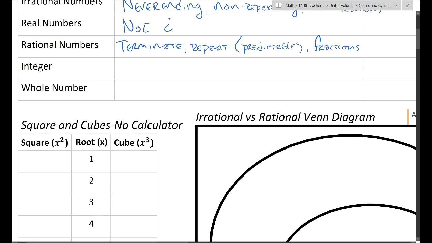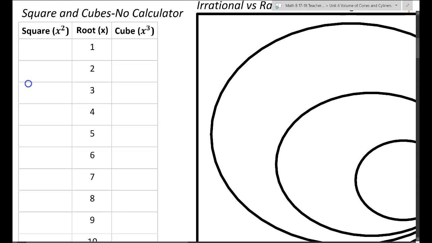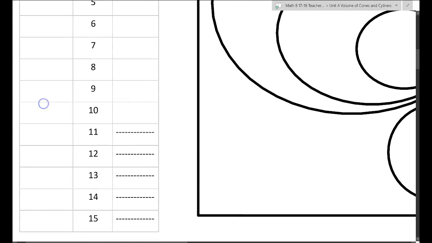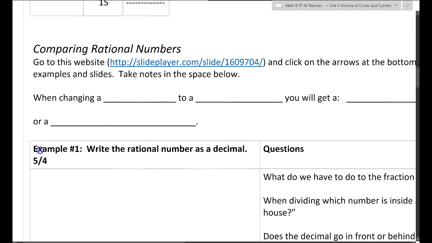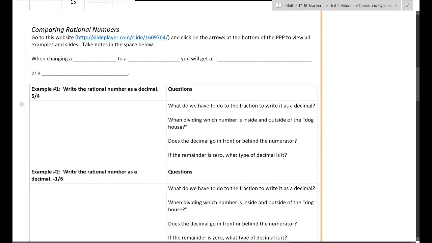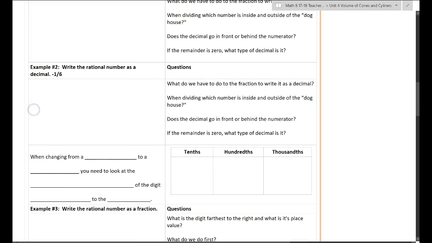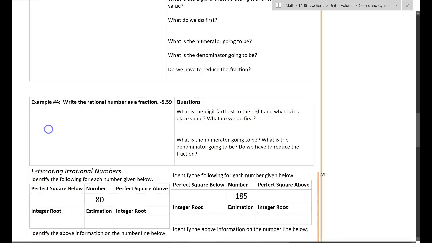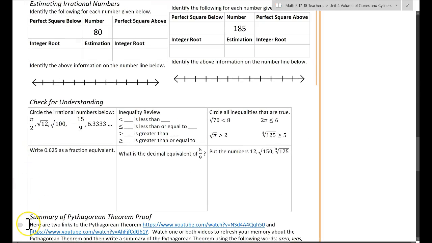And then we will go through the rest of these as we go along. Please complete your squares and cubes. Don't use a calculator. You need to know them at least up to 10, and up to 15 for the squares. Now, comparing rational numbers: you're going to go to this website, play around with that, and go through these examples. We are then going to reconvene down at estimating irrational numbers. Go ahead and pause.